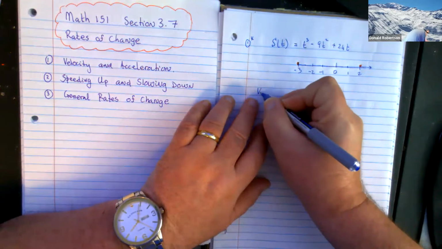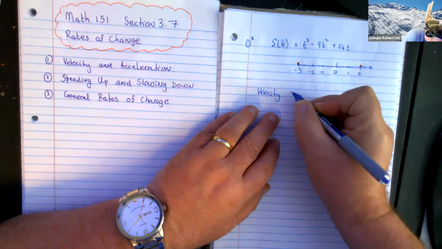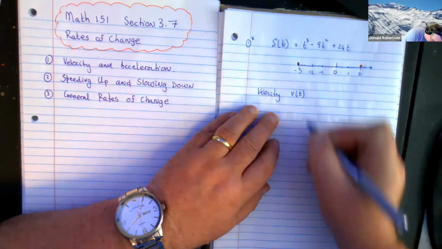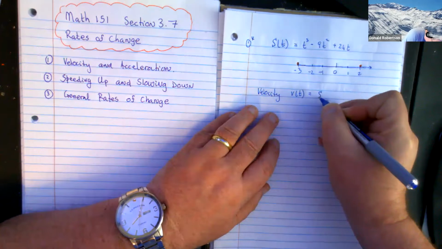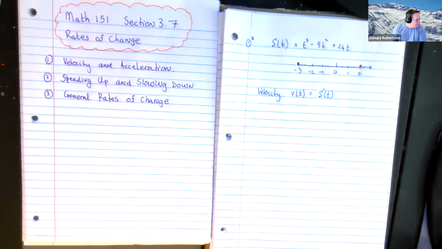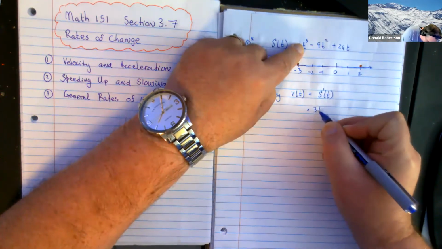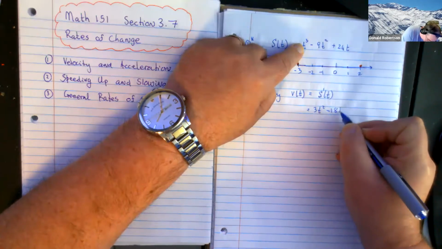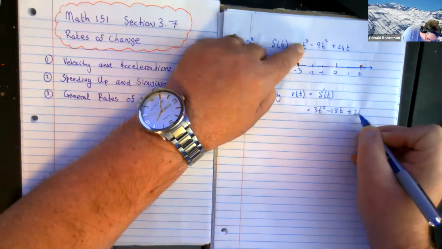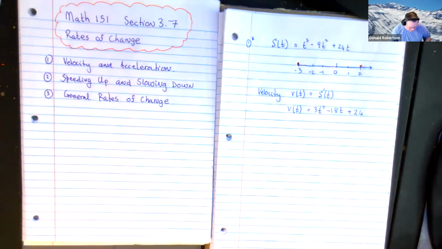Now, if you want to find the velocity at any given time, we know how to do that. We'll call the velocity function v of t. And don't you get that by just differentiating the position function? Simple as that. So in this case, it's a power rule. So 3t squared, take away 18t plus 24. Which means I can now tell you what the velocity of a moving object is.